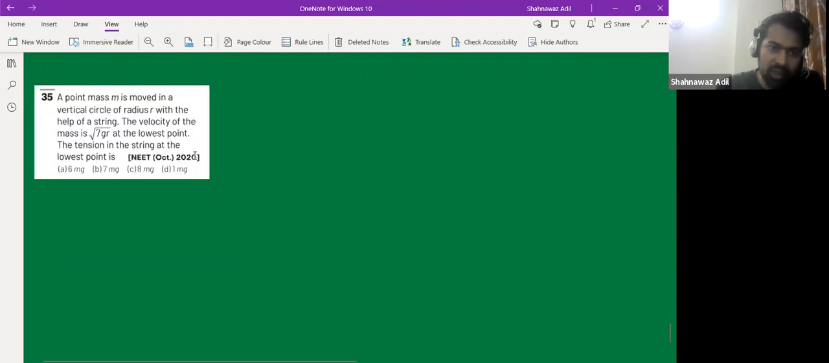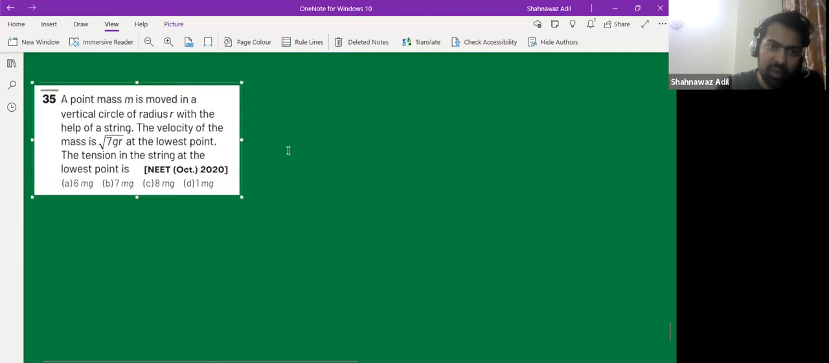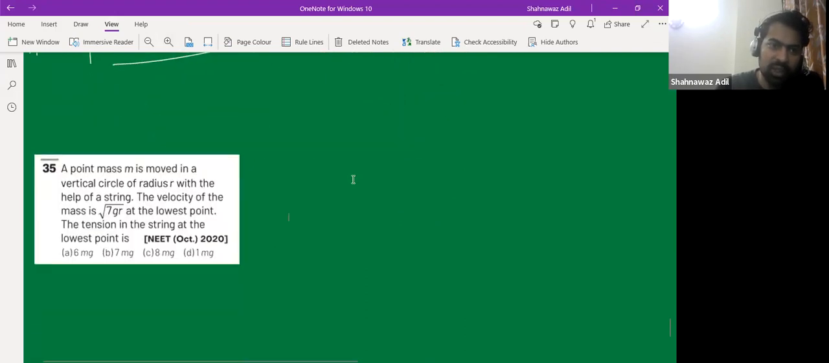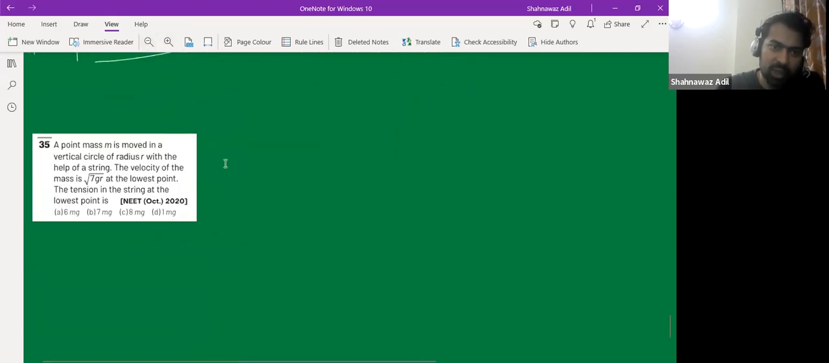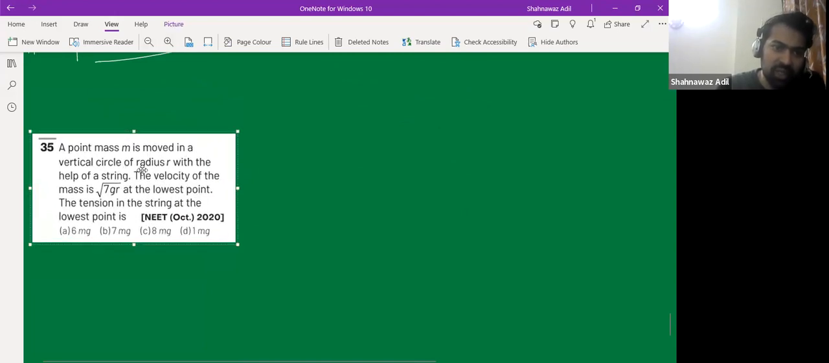Okay, so this is the question. A point mass m is moved in a vertical circle of radius r with the help of a string. The velocity of the mass is root 7gr at the lowest point. So now, without doing any calculation, you can directly tell whether this will complete a circle. Yes, sir. Yeah, so this will complete a circle.